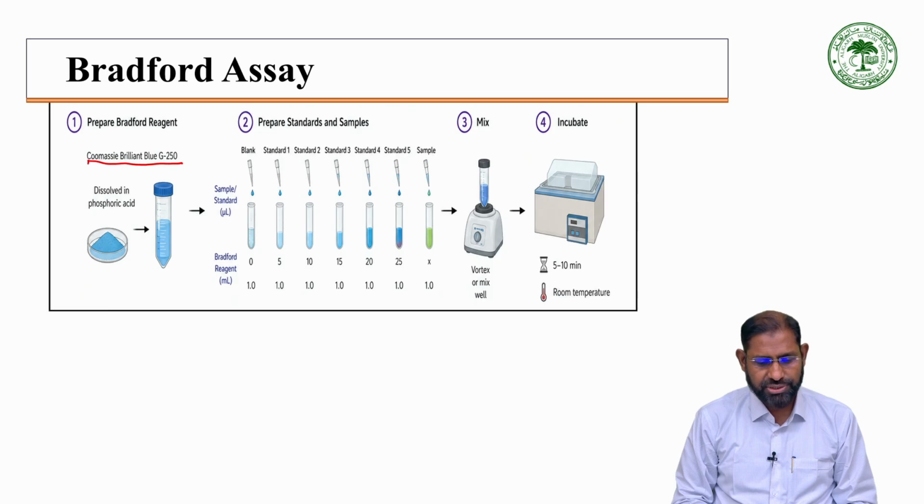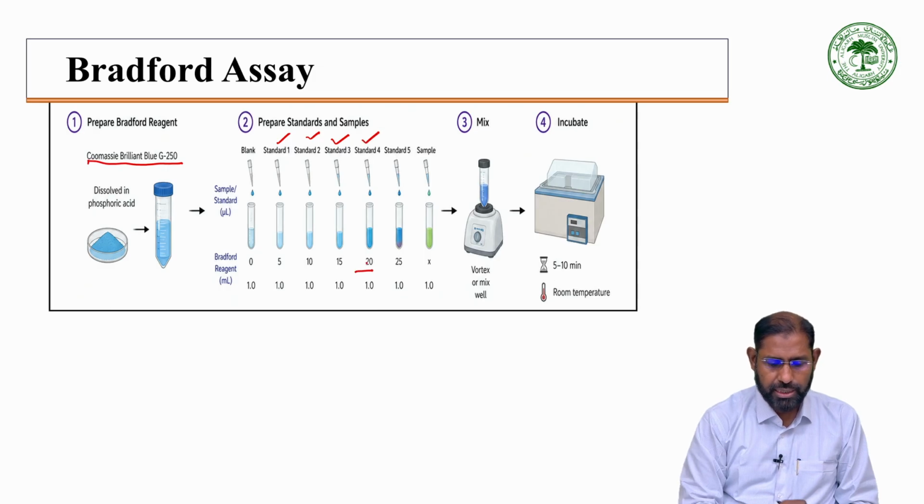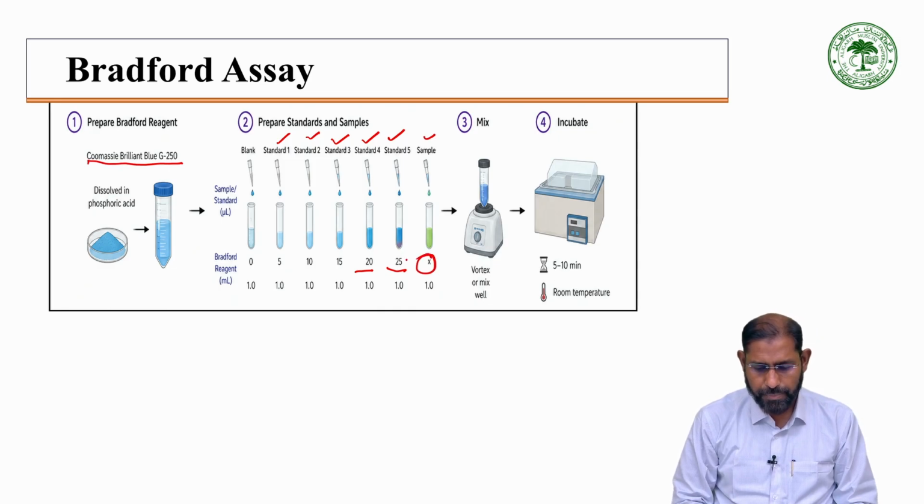Then we have the sample and standards. First we have a blank, which is only the buffer, 1 ml, with no known concentration, plus the reagent. Then we have 5 microliters for standard 1, standard 2 is 10, standard 3 is 15, standard 4 is 20, standard 5 is 25 microliters, then a sample, which is unknown, and we have to calculate that X value. Then we mix the samples by vortex. Then we incubate 5 to 10 minutes at room temperature.